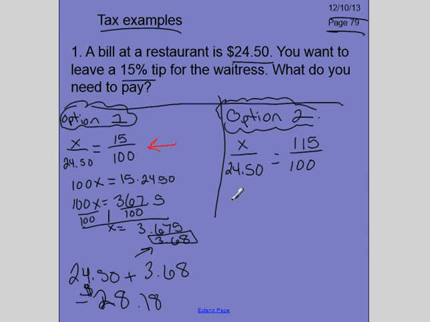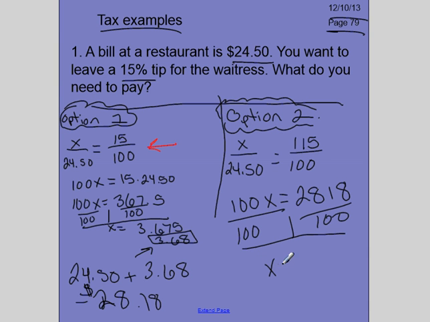If I were to solve this problem, I would get 100x equals 2,818. Sorry, I got 2,818 by doing 2450 times 115. If I divide both sides by 100, I end up with x equals $28.18, which is the same answer you came up with using option 1. It just has fewer steps. I happen to like fewer steps.